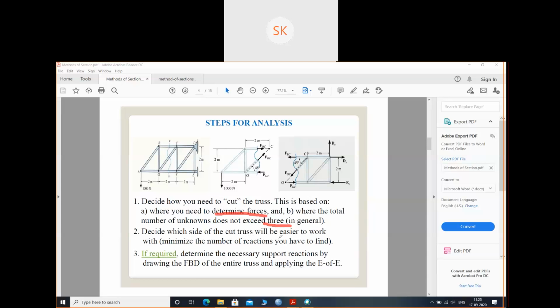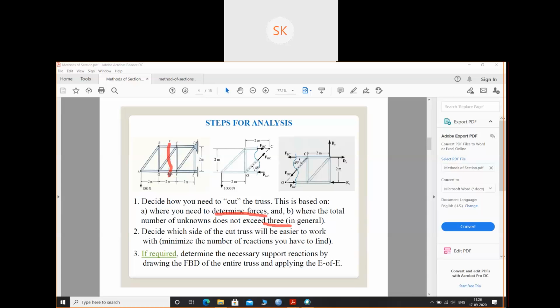Decide which side of the truss will be easier to work with. Suppose this is the cut I have made. Now you can decide whether to start the analysis from this side or this side. Either one you can take. That will come from your visualization. You can take this part or this part for further analysis to find the forces in the member. Suppose I start with A and find the forces in this member, my work is finished.